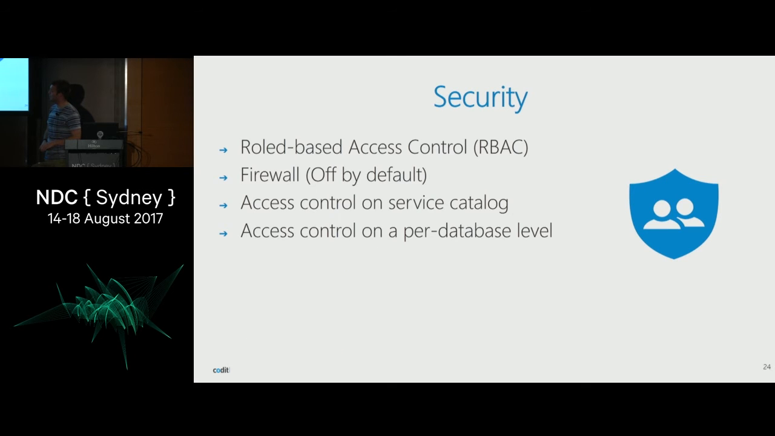So almost there. Security, we also have RBAC support, so you can support the instance in Azure, where you can select who can manage the instance itself. It also has a firewall, and you can also have access control on the catalog or the database, like I mentioned. So you can lock down one database for user A, while user B only has access to the other one.